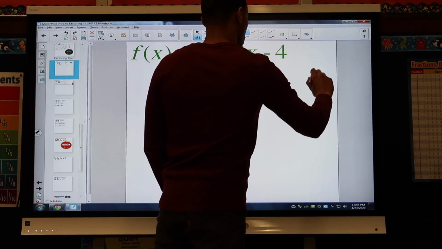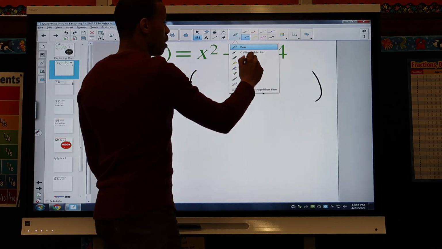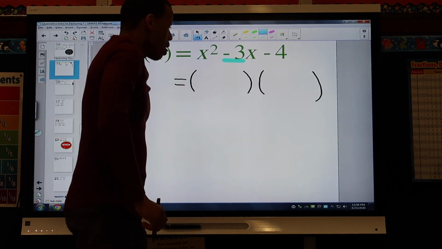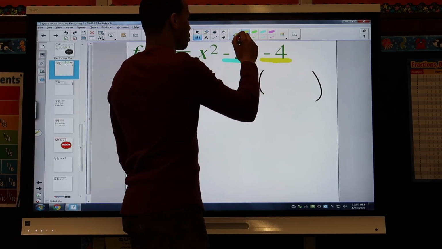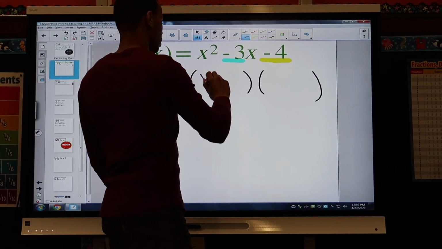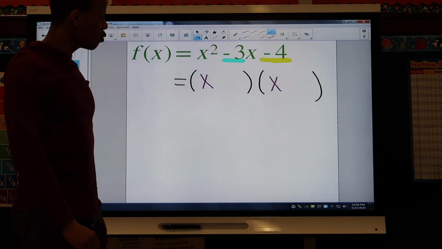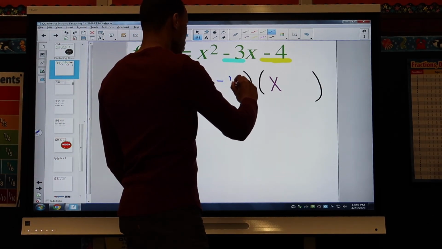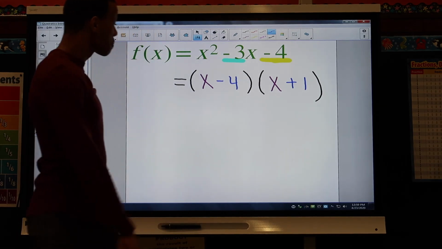My two polynomials, right? So now I'm looking for two numbers that add up to -3 and multiply to -4. Again, this looks like x, and then two numbers that add up to -3 and multiply to -4. I'm thinking that's x minus 4 and x plus 1. There we go.